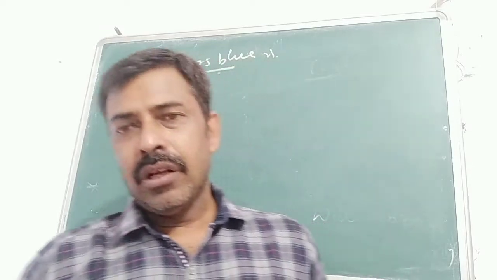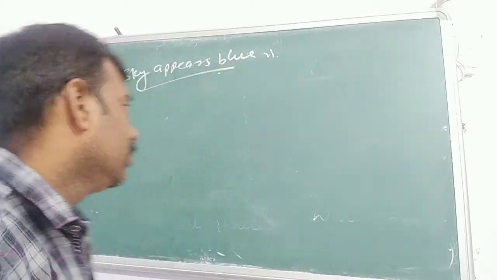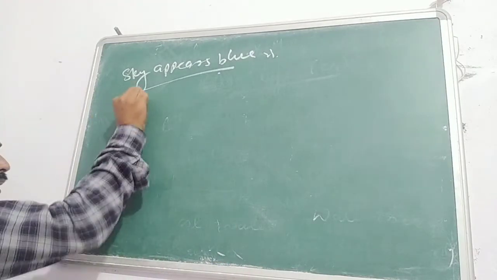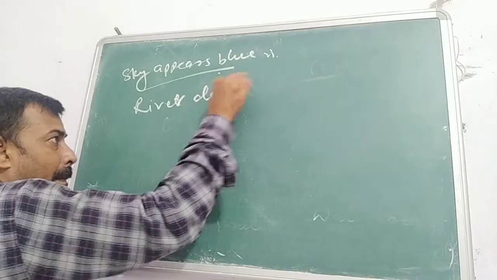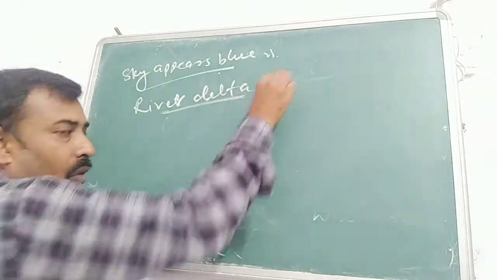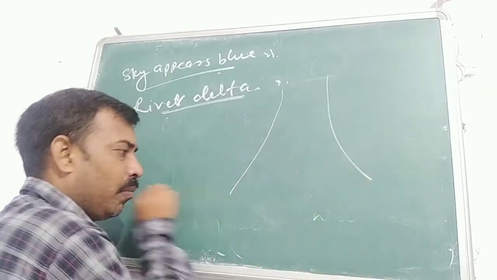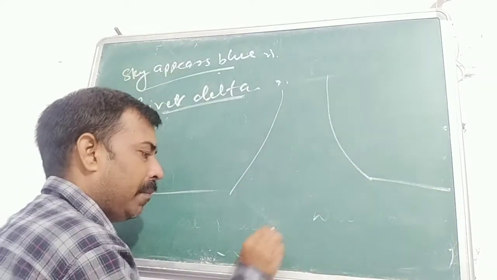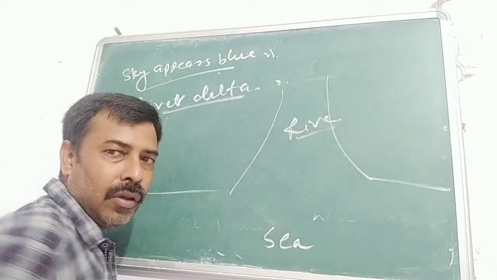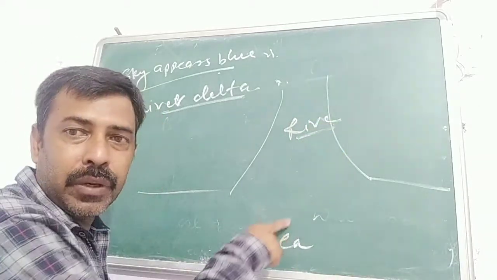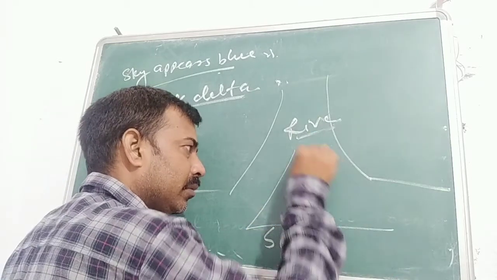Now the second topic is delta formation, that is, the river delta. What is a river delta? If this is the sea and a river is meeting the sea, then at the meeting point of the river and sea, a delta formation takes place.